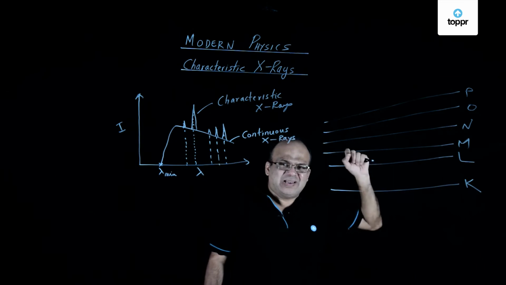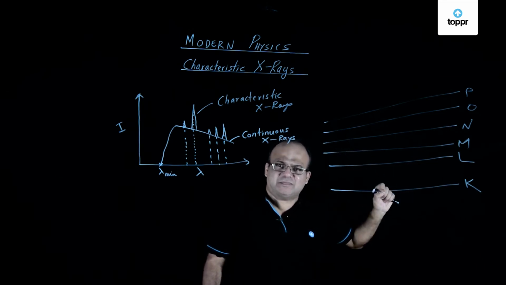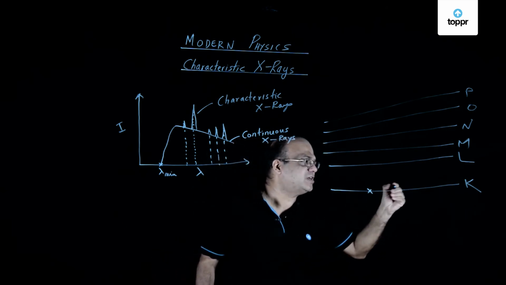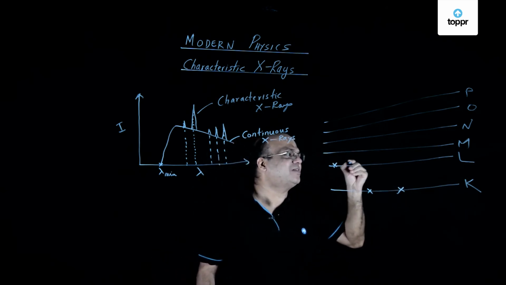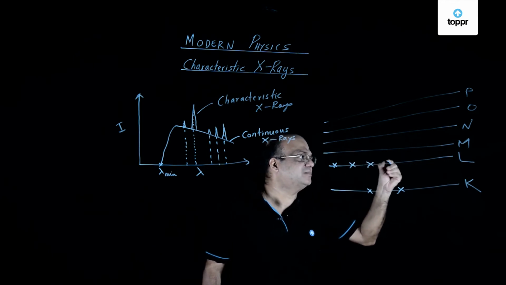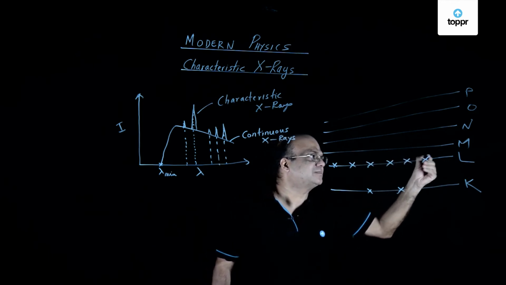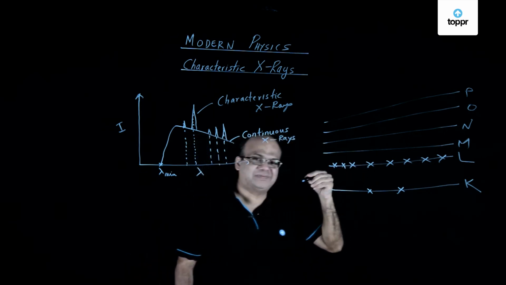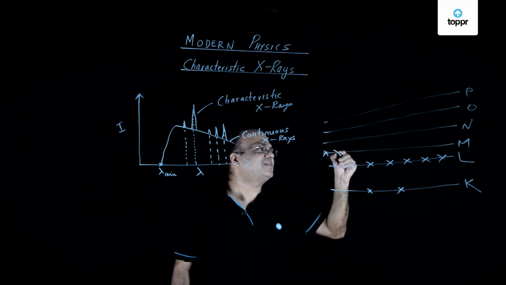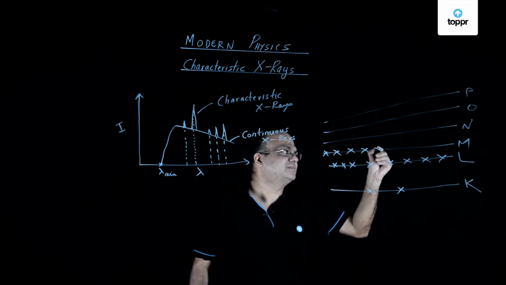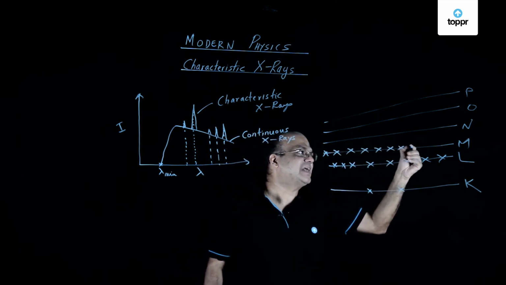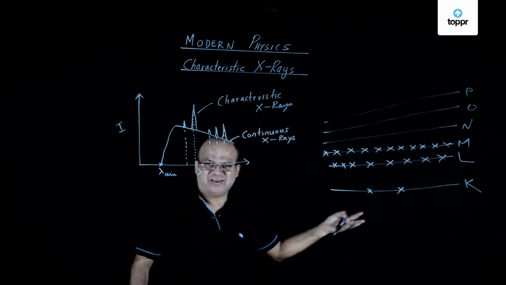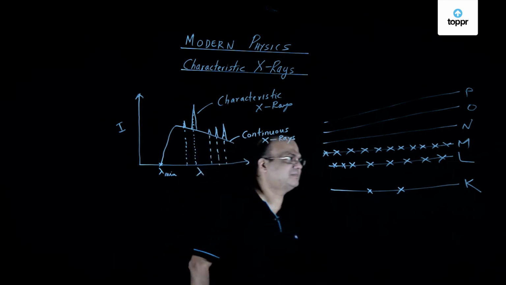Now, let us look at a target atom. A target atom will have 2 electrons in the K shell, 8 electrons in the L shell. One more, you have 18 electrons in the M shell. Okay, the target is an element with high atomic number and high melting point, like tungsten, molybdenum.